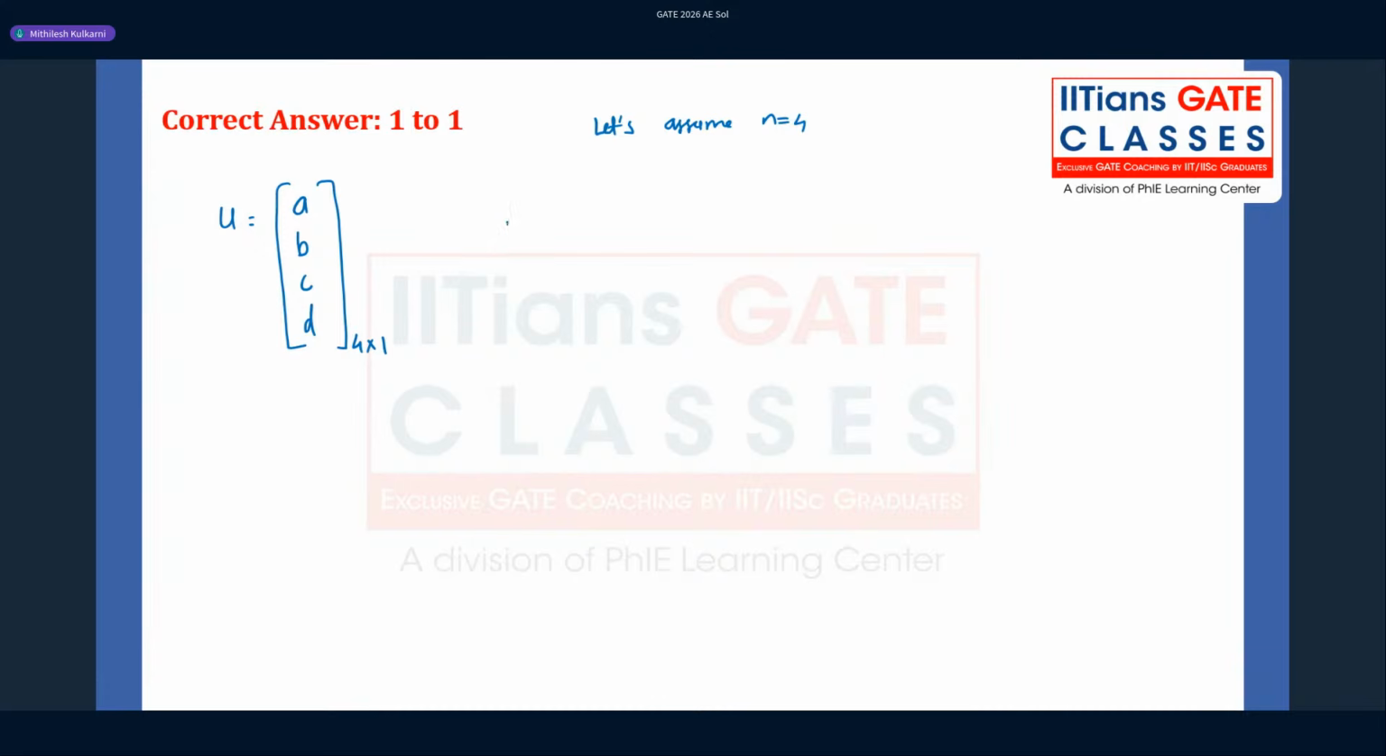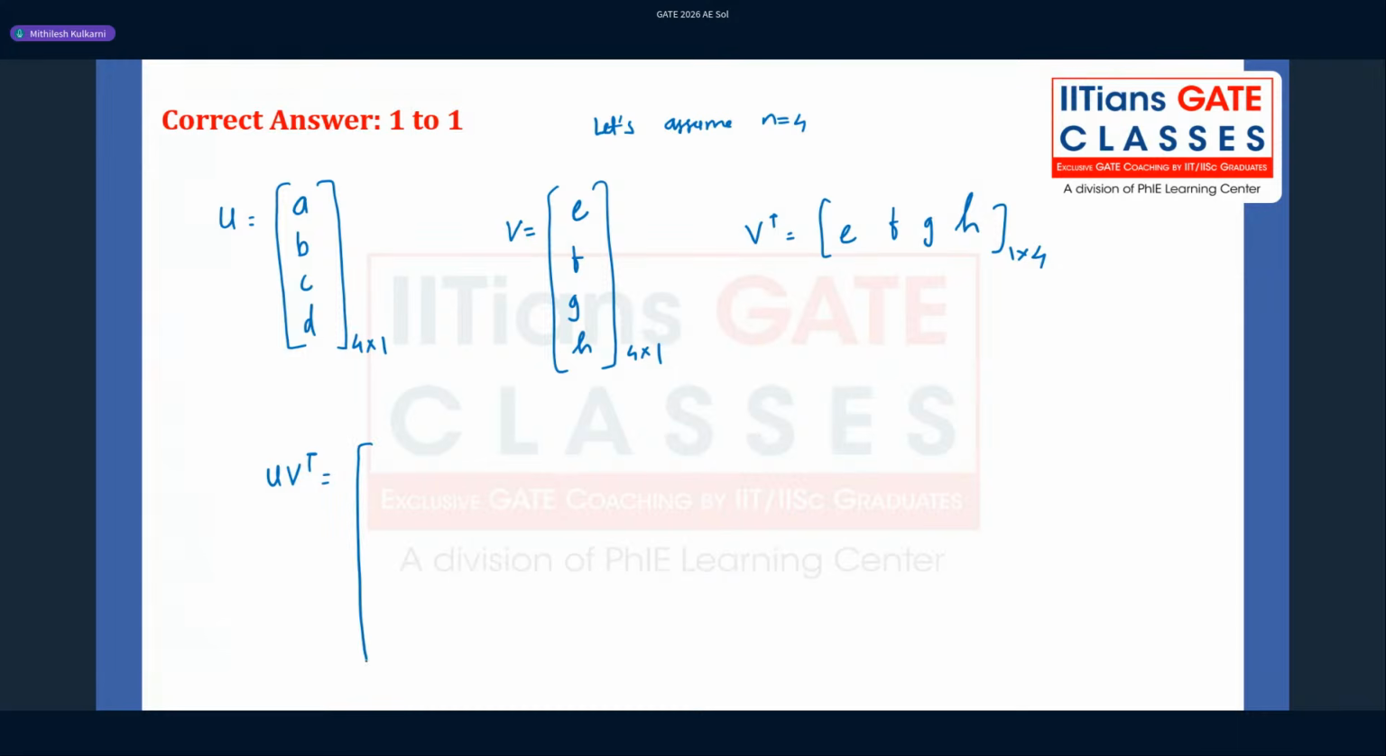Then V can be assumed as E, F, G, H, because it again has to be the same. So V transpose will be equal to E, F, G, H, a 1 cross 4 matrix. Now if you multiply U into V transpose, what you will end up with is AE, AF, AG, and AH.